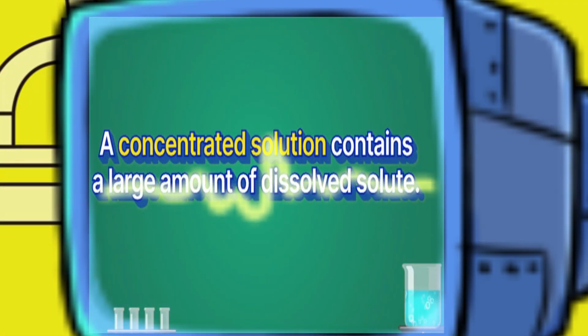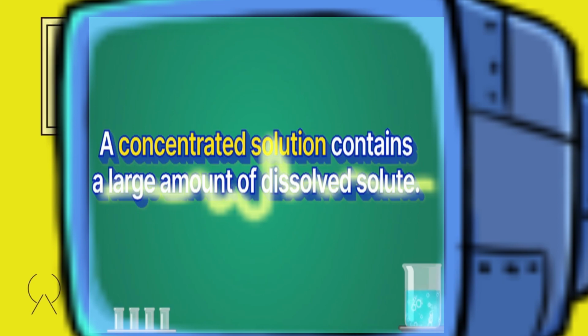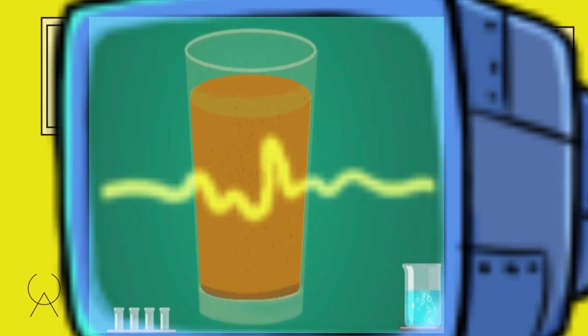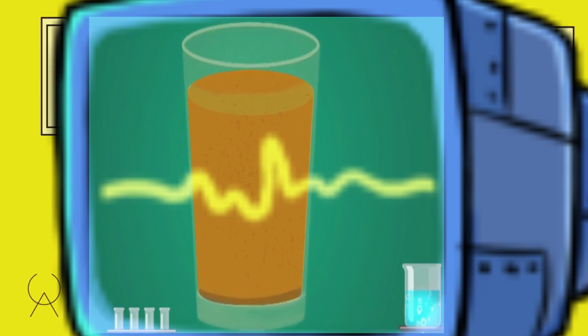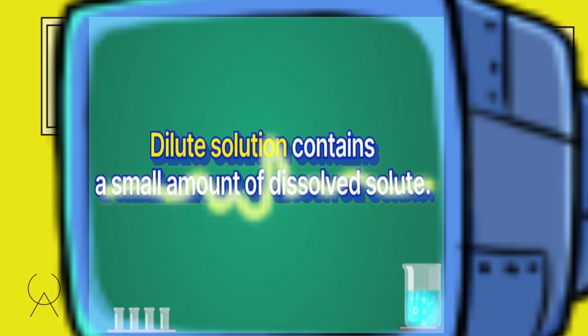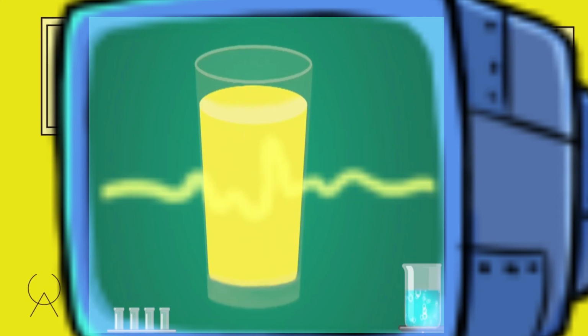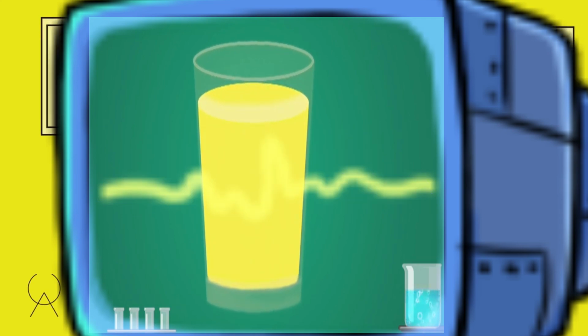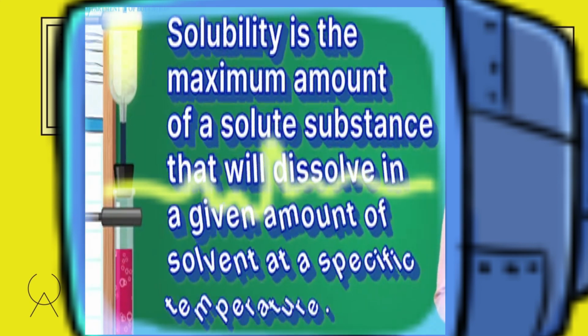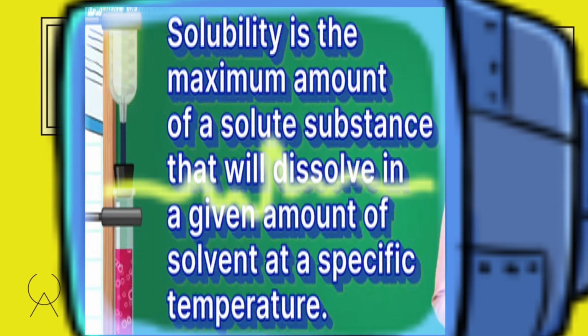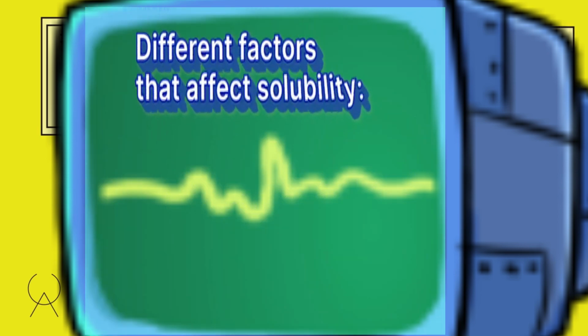A concentrated solution contains a large amount of dissolved solute. A darker juice means it has more solute, while a dilute solution contains a small amount of dissolved solute. This is a picture of a dilute solution. Solubility is the maximum amount of a solute that will dissolve in a given amount of solvent at a specific temperature. There are different factors that affect solubility.